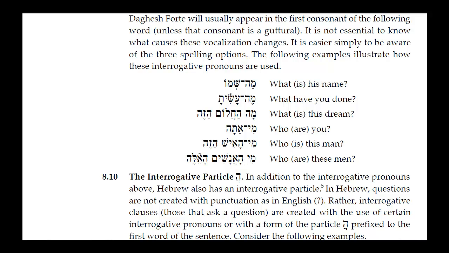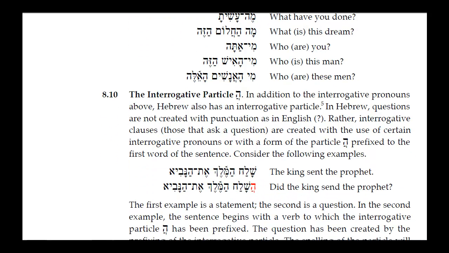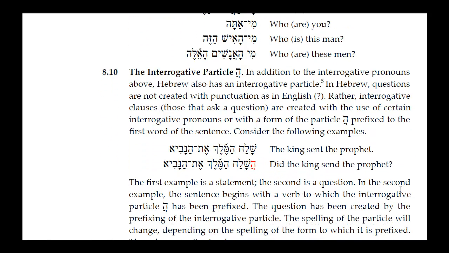And you got mi ha-nashim ha'ele. Who are these women? So you got the interrogative pronouns of ma and mi that can ask either who. Mi is who, and ma is what or whom. All right, let's go into the interrogative particle with the hey.